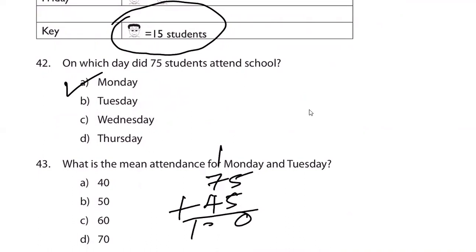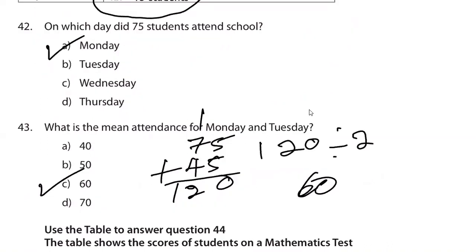Now they ask for the mean. To get the mean, we add the two numbers and divide by the total number of numbers we added. So we added two numbers, so that means we're going to be dividing by 2, and that is 120 divided by 2. So the mean would be 60. Very nice question.